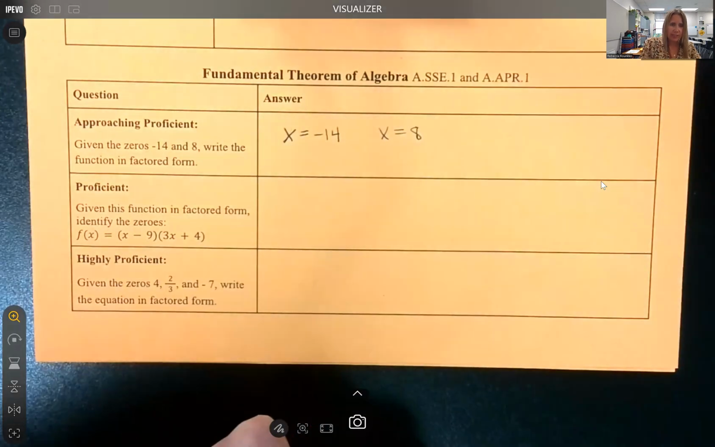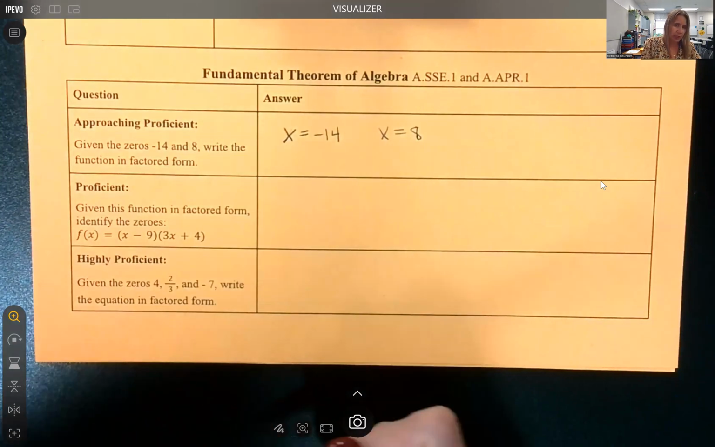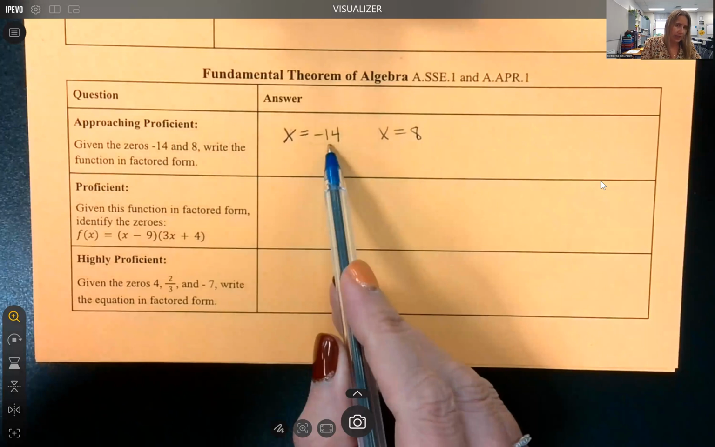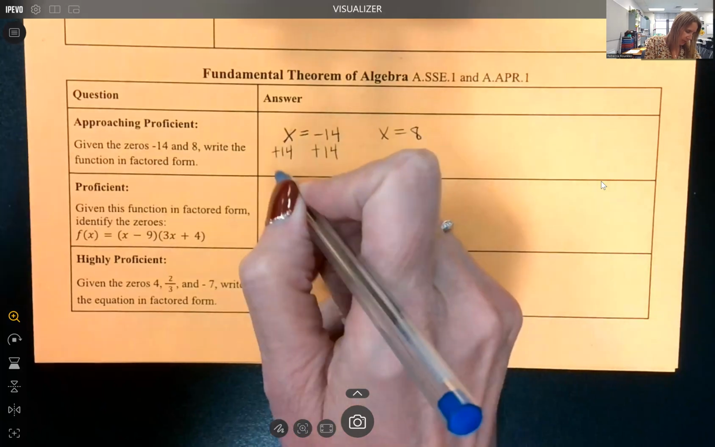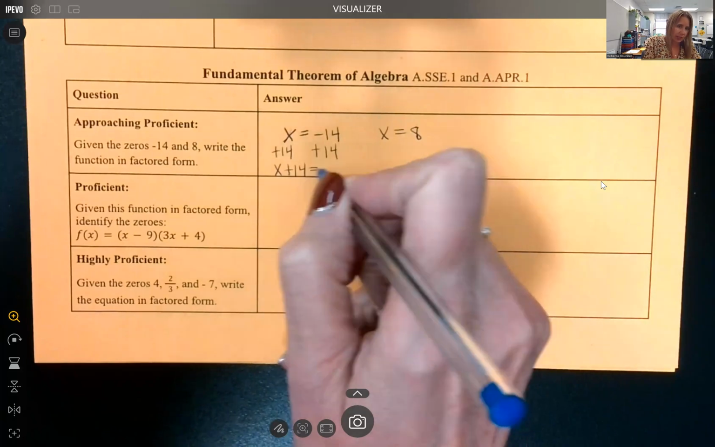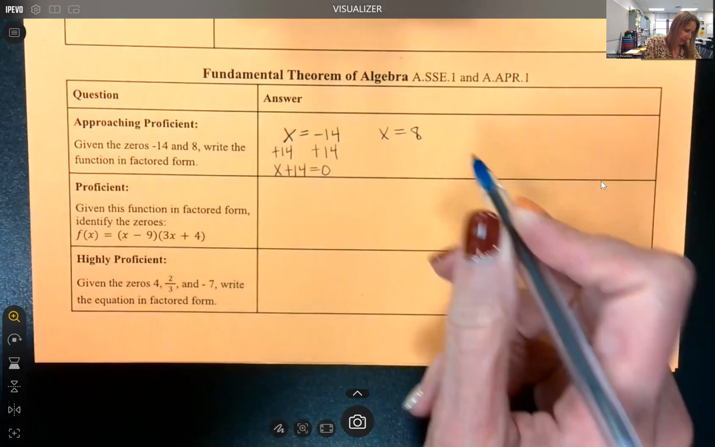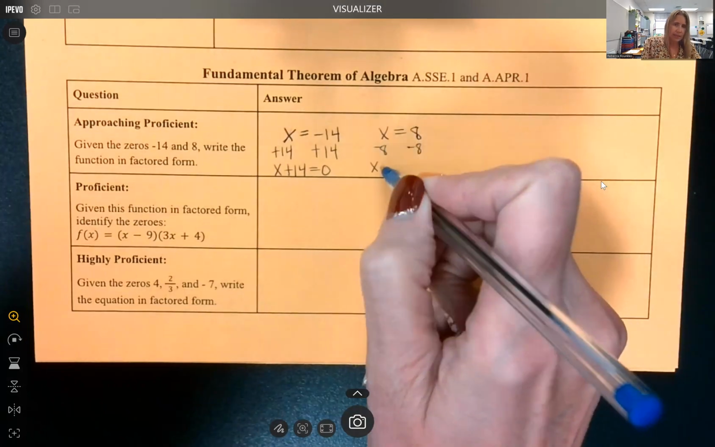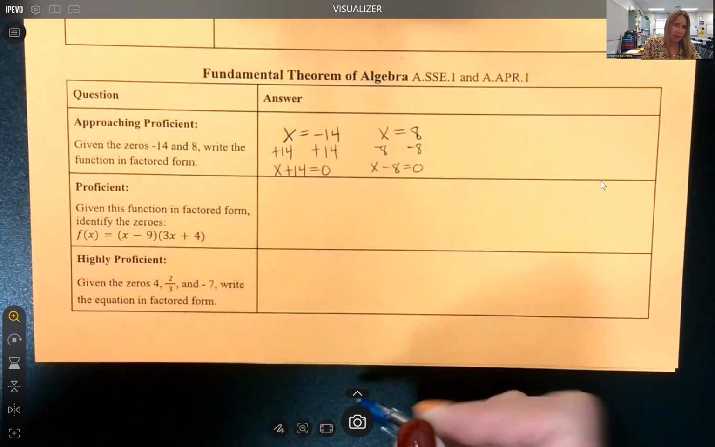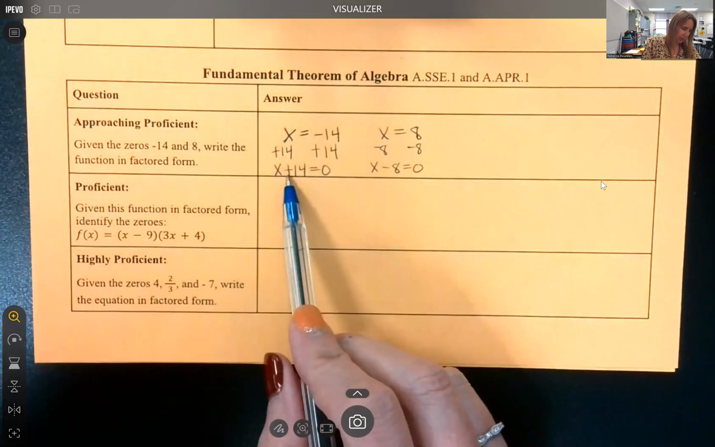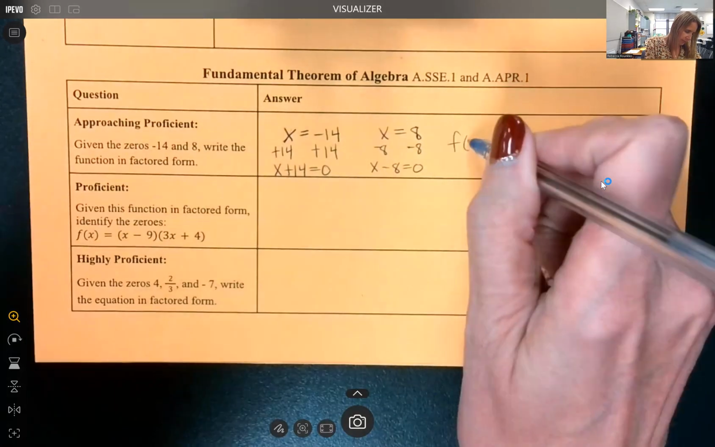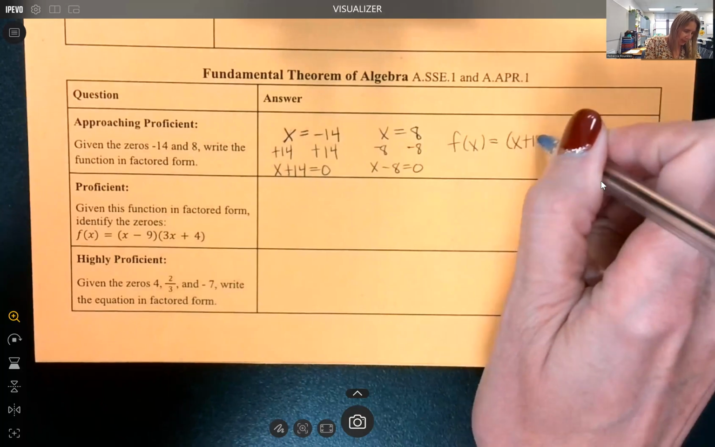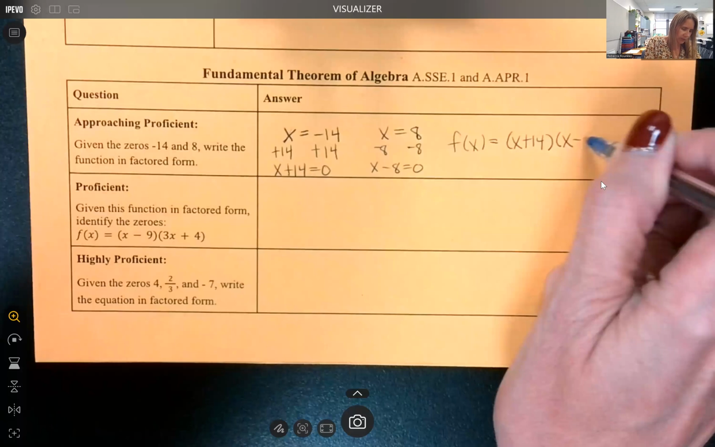Now remember, I want to put this into factored form, so I need a 0 over here where it says -14. So to get that to be a 0, I'm going to add 14 to the other side. This will turn into x plus 14 equals 0. Okay, and then we do it to the other side. We subtract the 8, and we get x minus 8 equals 0. And now that each of these are set equal to 0, I can put them together in factored form. So f of x equals (x plus 14)(x minus 8). And that would be our final answer in factored form.